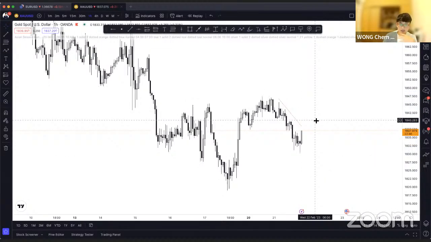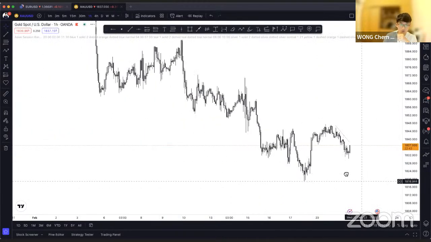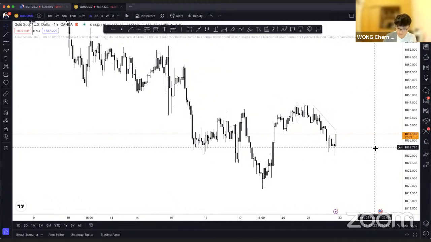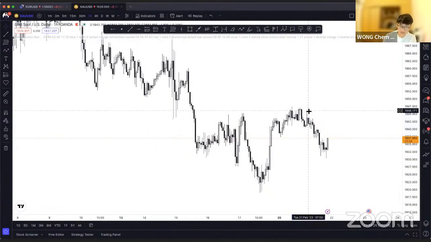Personally, as I've already mentioned, I am very, very bearish on gold. I believe price can hit down further. So I will want to see some clearing of liquidity first.